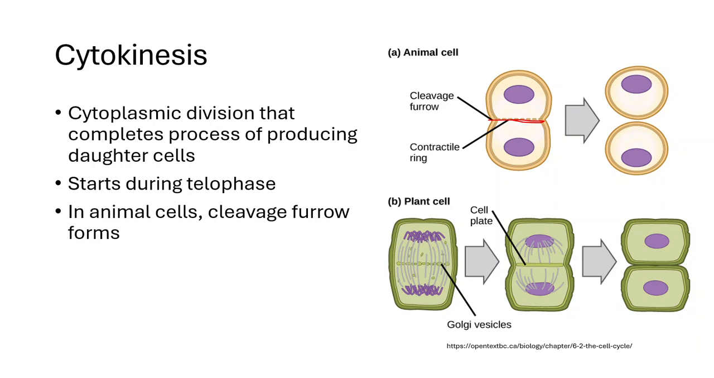Then, in plant cells, since they don't have as flexible an outer surface since they have that cell wall, you're going to instead form something called a cell plate. So these little vesicles start to gather in between the two sets of chromosomes. They join together and they form this cell plate, which will then end up forming into the cell membranes that are going to separate the cell, and a cell wall is going to form in between them as well to produce these two new plant cells.